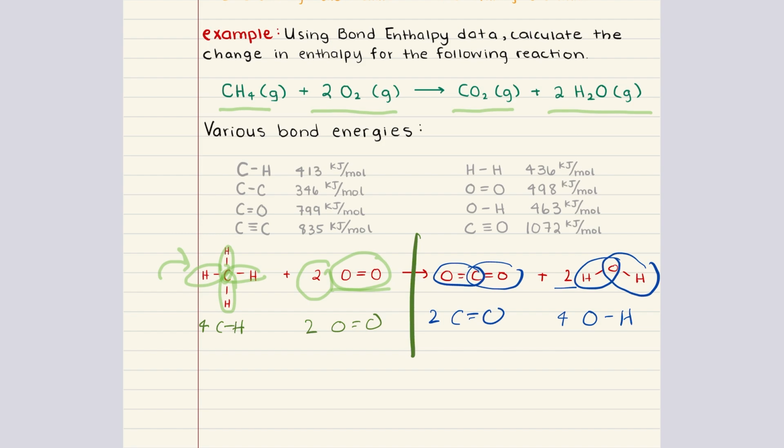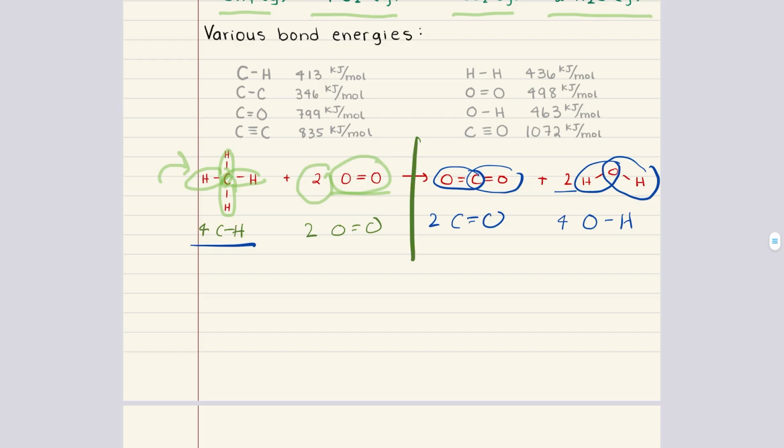Now that we understand what we're breaking and what we're forming, we're going to plug in the bond enthalpy values to get the total for bonds broken and get the total for bonds formed. If we are breaking 4 carbon-hydrogen bonds and each carbon-hydrogen bond requires 413 kilojoules per mole, that's going to be a total of 4 times 413, and that's equal to 1,652 kilojoules. So this is the amount of energy required to break 4 carbon-hydrogen bonds.